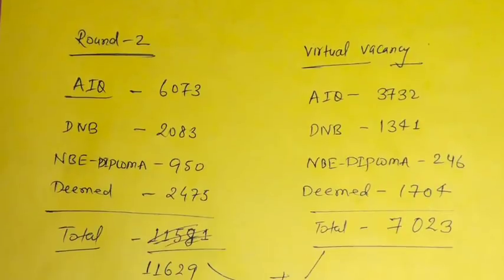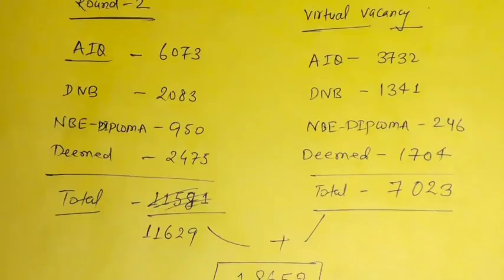So let me tell you the data for round 2 all India quota including central universities. The total number of seats is 6073. If I have made a small mistake by a small number, I apologize for that, but I have done my best up to my knowledge. DNB total 2083 seats available for round 2. For NB diploma total 950 seats, and for deemed university total 2475. In total, in round 2 there are 11,629 seats. This is the number, 11,629 seats available in round 2.